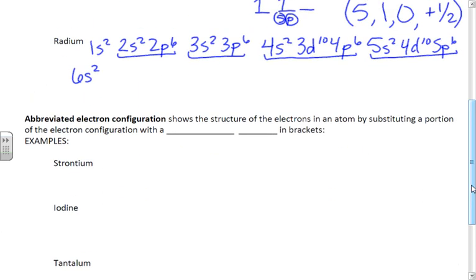So 4f, how many fit there? 14. And then 5d, 10. Then 6p, 6. And then 7s, and that's where radium is, the 7s. Is it the first element? No, it's the second one. If I put a 1 there, what element would it be? It would be francium, but we want radium, so we put the 2.